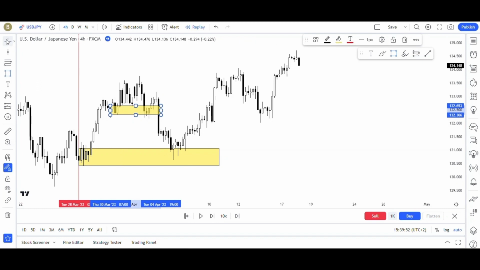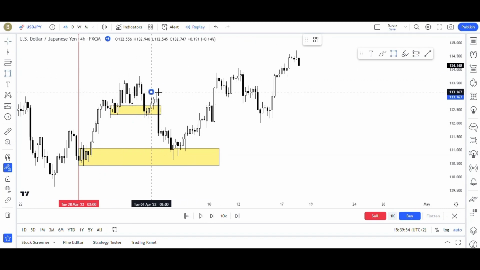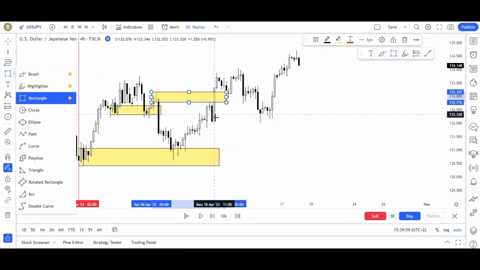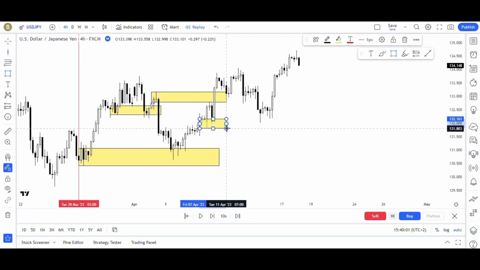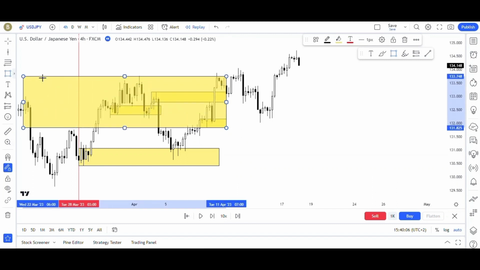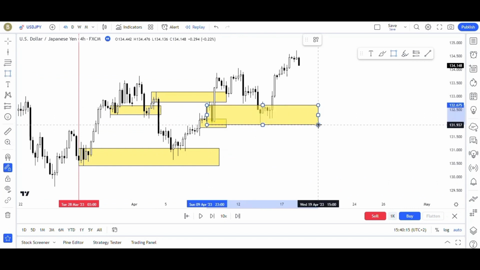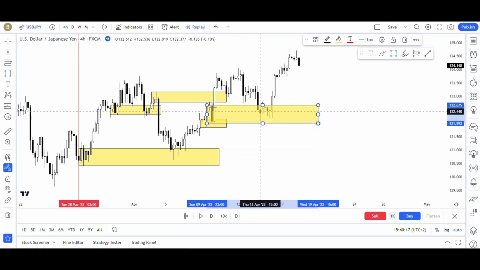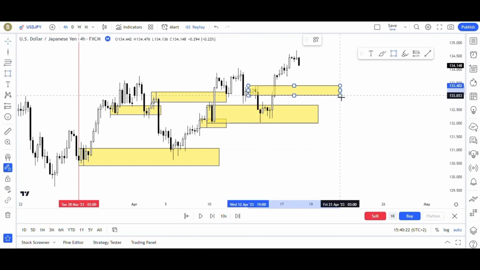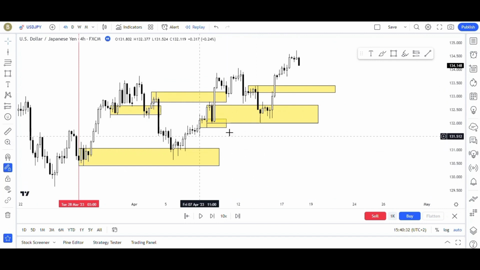Okay, and then we had drawn this order block here. And then we had drawn this order block here. We had actually marked this order block here. Then we had this order block right here. And then we had this order block right here. You can go back and check. So anyway, just right here, that's how I draw the order blocks.